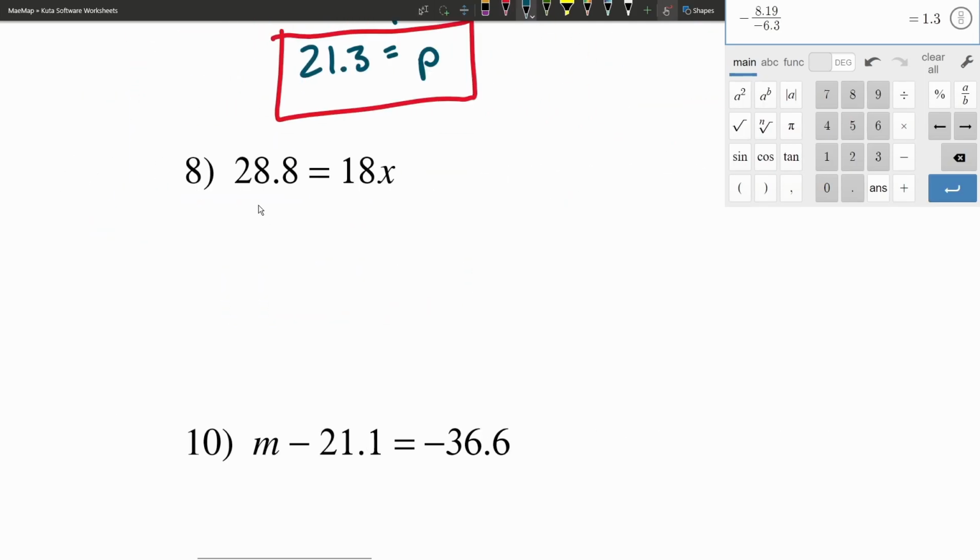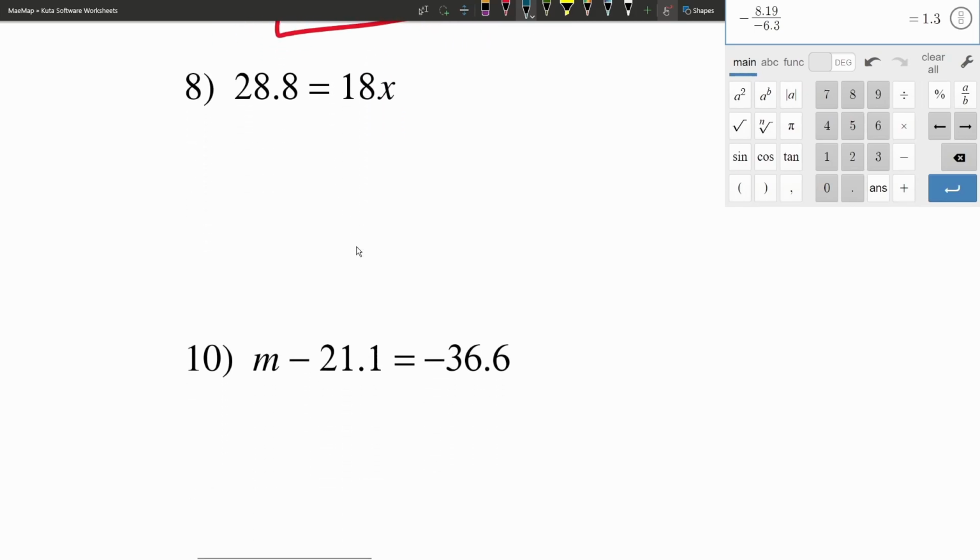For number 8, we have 28.8, 28 and 8 tenths, and that's equal to 18 times x. In order to isolate x, we need to get rid of that 18. And how do we do that? We do it by dividing. So dividing by 18 is going to leave us with 1 times x, which is essentially just x. And then remember, whatever we do to the right, we have to do to the left. So we're going to divide 28.8 by 18 as well.